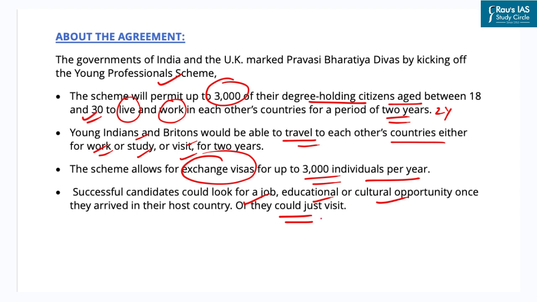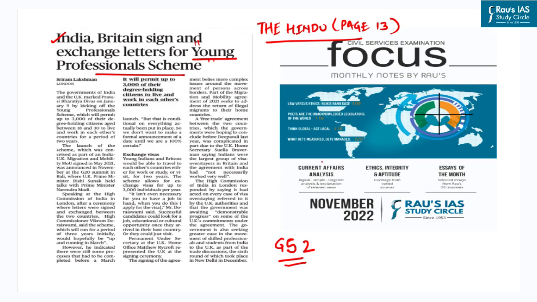Now that we have discussed what the Young Professional Scheme is, we'll try to analyze India and UK relations in detail. The topic of India and UK relations has been comprehensively covered in the Focus magazine in the November 2022 edition, when Rishi Sunak in the month of October was elected as the Prime Minister of the UK. Rishi Sunak is the UK's first Asian-origin non-white Prime Minister, and he is also the youngest Prime Minister in over 200 years.